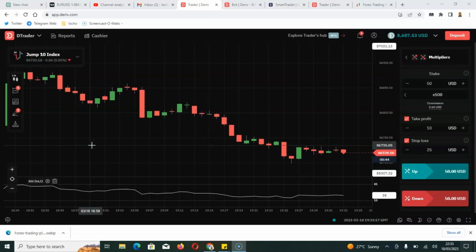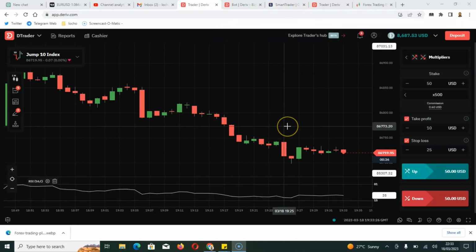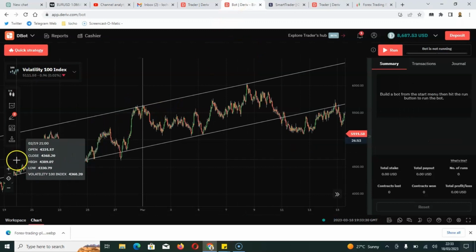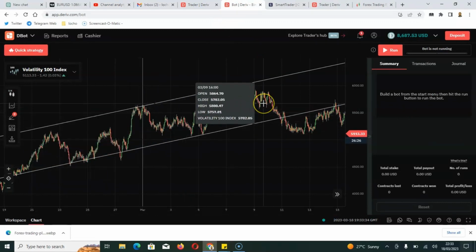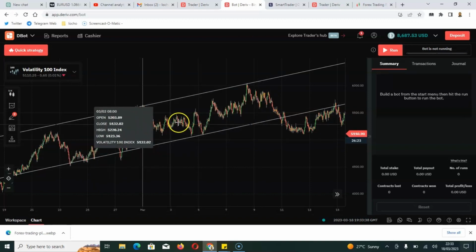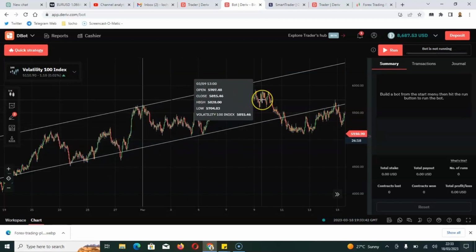The second mistake that people do is ignoring the market trend. For example, EvenOdd strategy works best in a trending market like this one. So this is a trending market. As you can see, the market is moving on an upward trend. So it's very easy for you to actually make profit on this kind of a market because it's trending.